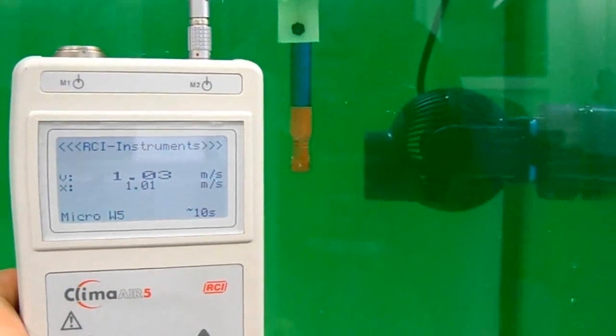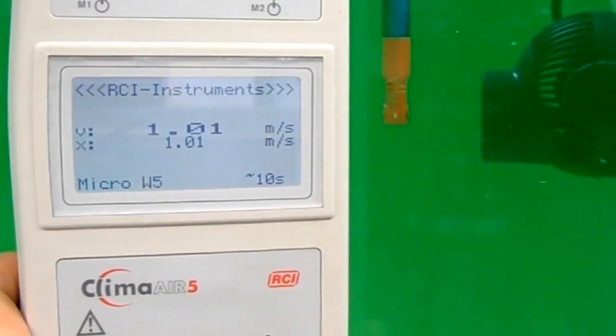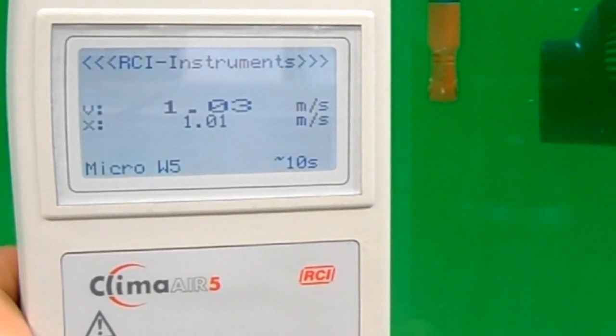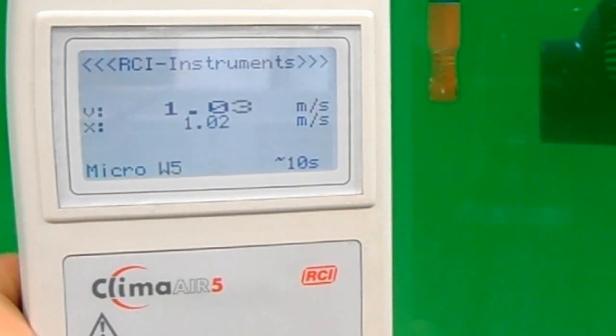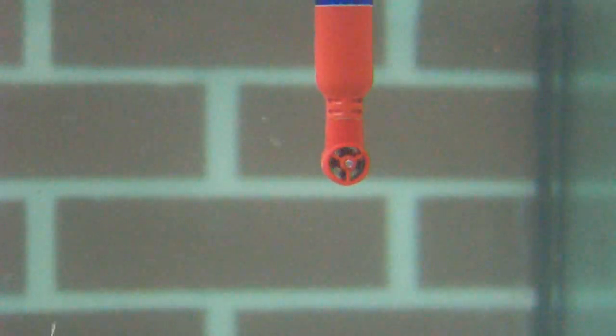We superimposed this video over the reading of an RCI Clima Air 5 with Microwater 5 propeller probe. While the different method results in slightly different readings from previously published flow studies, the results are largely consistent. Varying methods of measurement do result in variation, and a propeller-based probe results in drag and resistance and would inherently give lower readings. But this effect is consistent, and we are not calculating flow, only demonstrating the turbulence forces present and the quality of the flow.